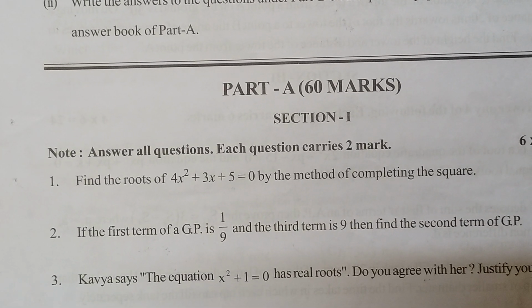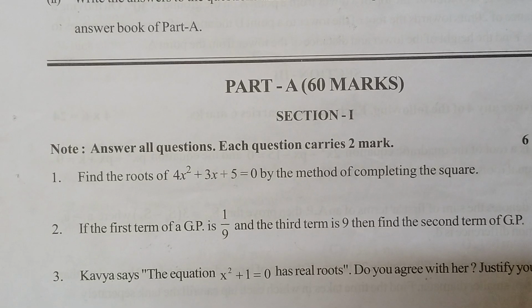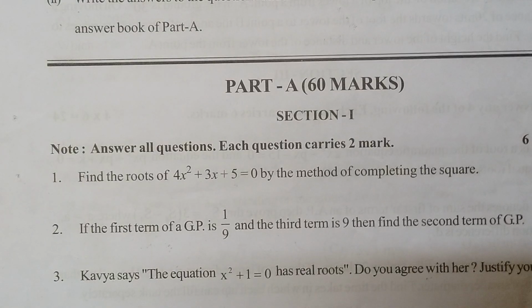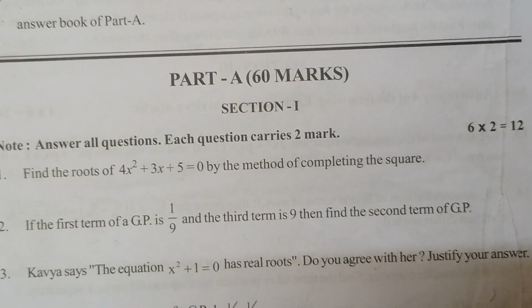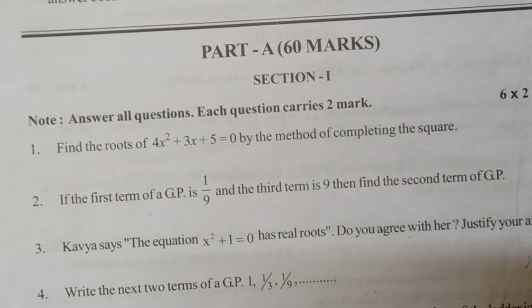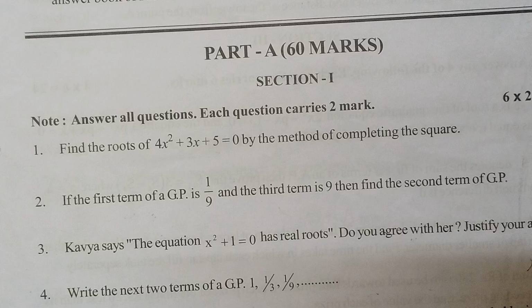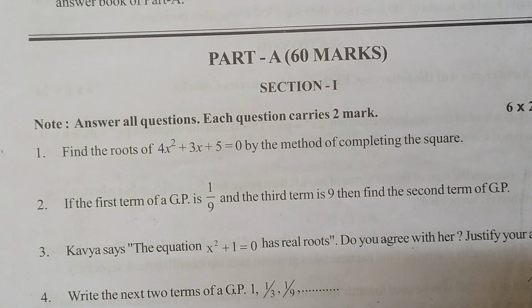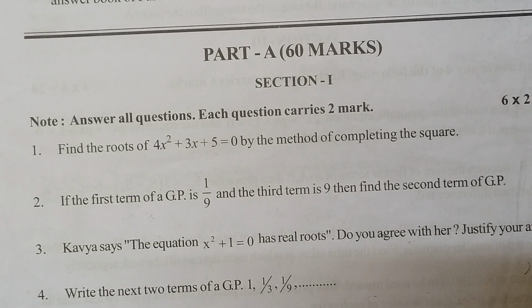In part A, that is section 1. Answer all the questions. Each question carries 2 marks. Okay. We need to answer 6 questions students. Okay, so what is first one given? Find the roots of 4x square plus 3x plus 5 equal to 0 by the method of completing the square. Let's start.